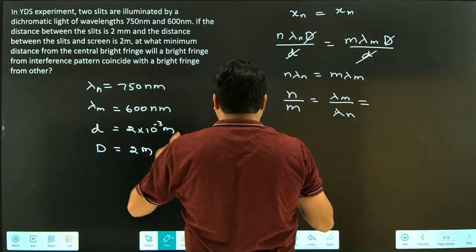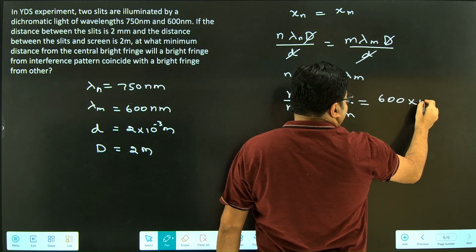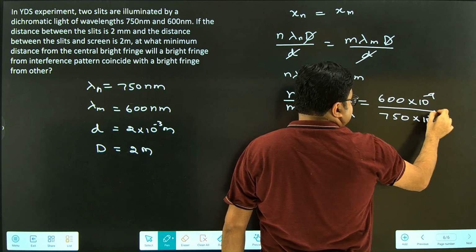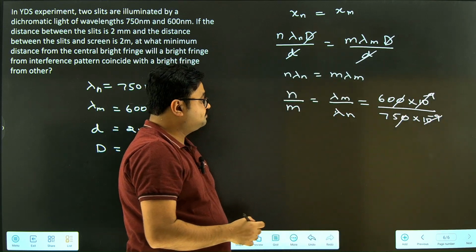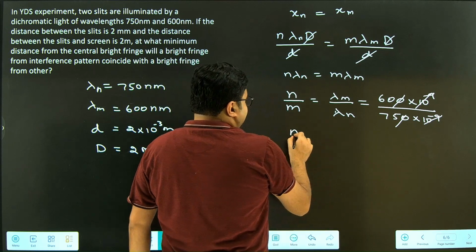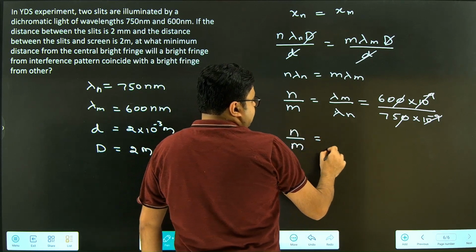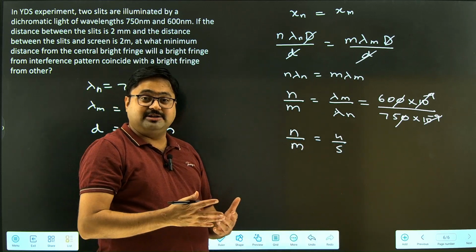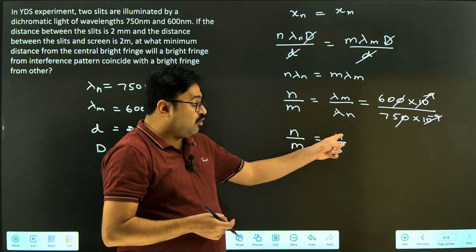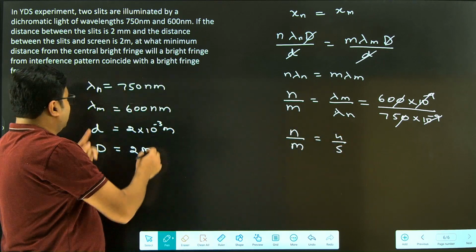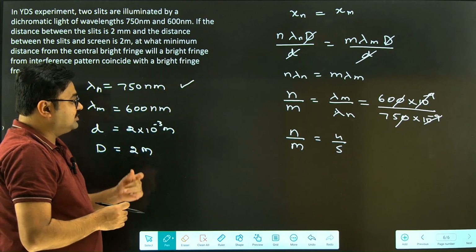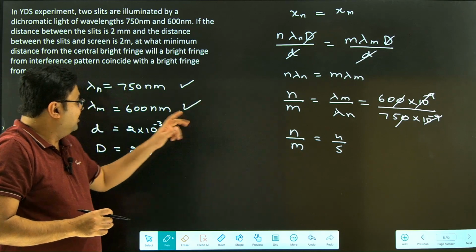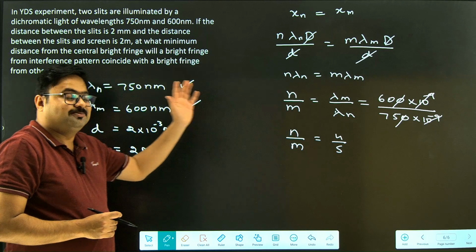When you substitute it here, lambda m is 600 nanometer, and this is 750 into 10 to the power of minus 9 meter. You will see the zeros will go away. All you will have is n divided by m. This is going to be 4 and this is going to be 5. N by m is 4 by 5. Let's try and understand what this means. It means that the fourth bright fringe due to this wavelength coincides with the fifth bright fringe of this wavelength, because it's n by m. N corresponds to lambda n and m corresponds to lambda m.